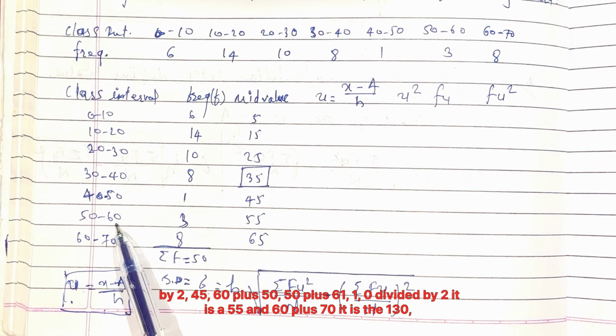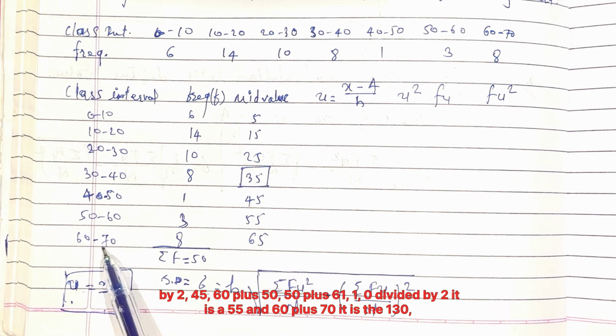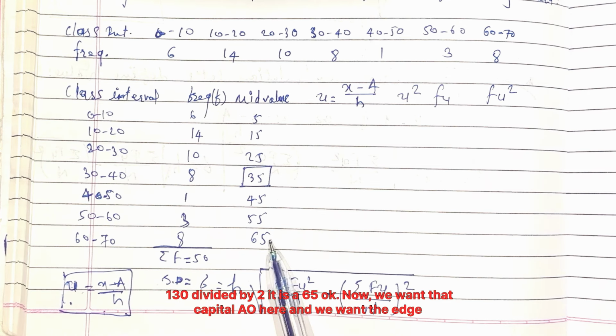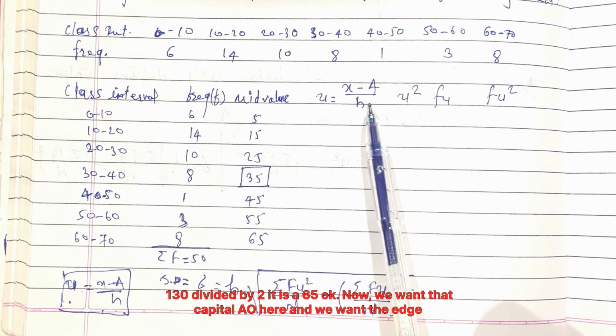60 plus 70, 50 plus 60, 110 divided by 2, it is 55. And 60 plus 70, it is 130 divided by 2, it is 65. Okay. Now we want that capital A over here, and we want the H here.